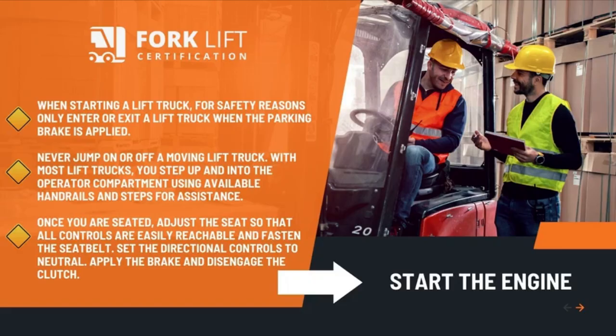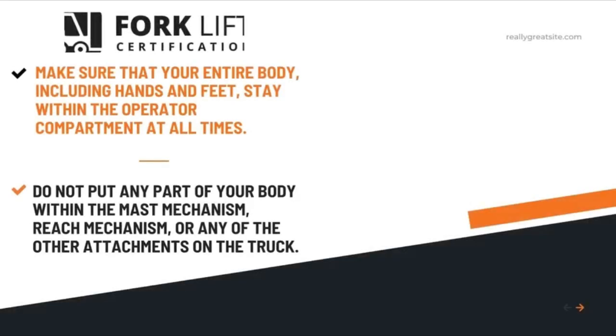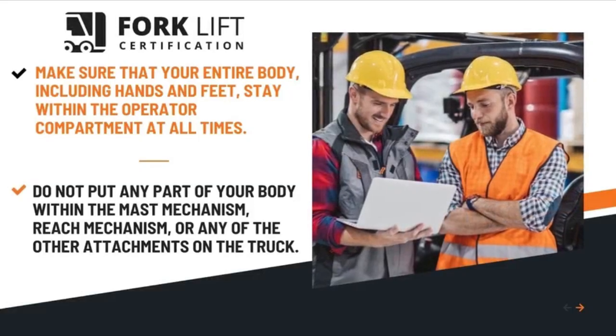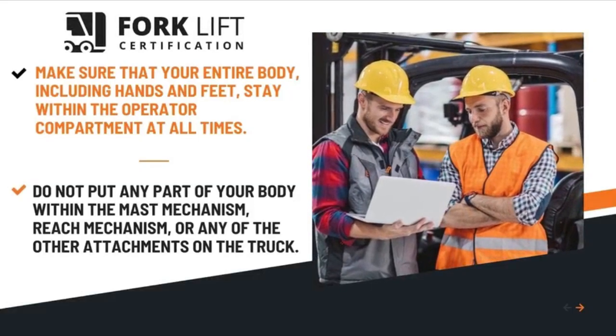With most lift trucks, you step up and into the operator compartment using available handrails and steps for assistance. Once you are seated, adjust the seat so that all controls are easily reachable and fasten the seatbelt. Set the directional controls to neutral. Apply the brake and disengage the clutch. Start the engine. Make sure that your entire body, including hands and feet, stay within the operator compartment at all times.